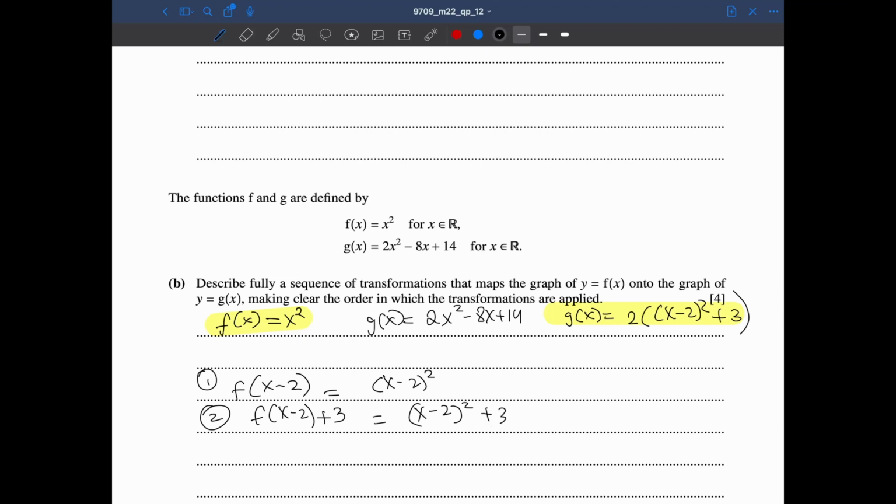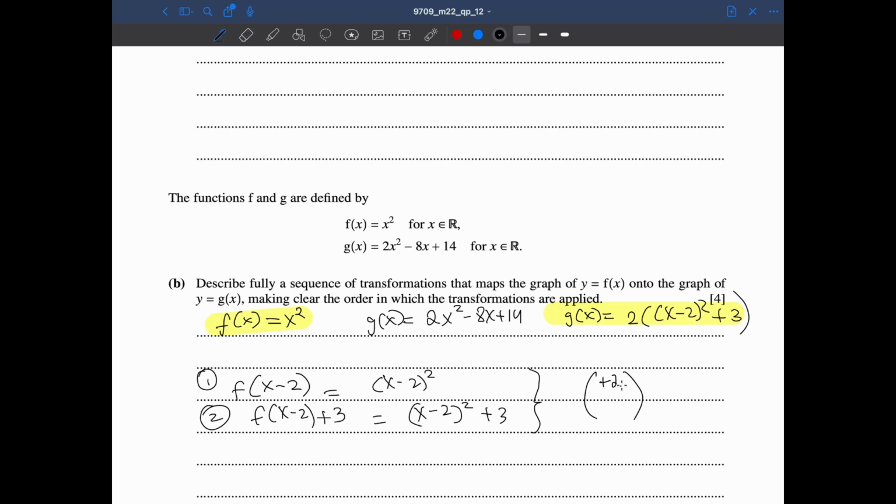And what we performed here is a translation. And translations are usually one sequence of transformation. So when we add some number into the function itself, like f of x minus 2, so inside the brackets themselves, any number that's inside the bracket is going to be a translation on the x-axis, and usually the reverse of what's inside. So we have x minus 2, so we're translating by 2 on the x-axis, so by 2 to the right.